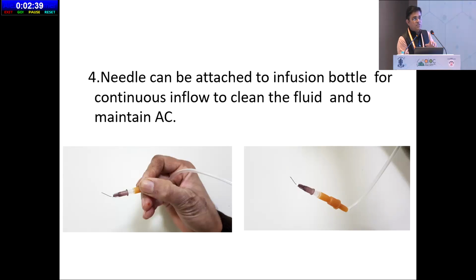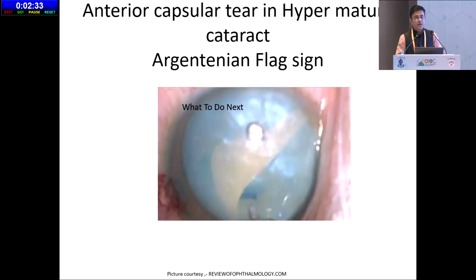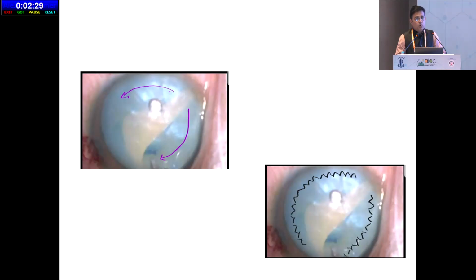This thing keeps the chamber inflated and keeps on swiping out the fluid, whatever is coming out from the chamber. Then anterior capsular flex sign, fairly common. What can be done is, both the flaps of the rhexis can be converted into a circular rhexis, or you can do a can-opener if not comfortable, because these kind of capsules are normally very fragile and they tend to extend to the periphery.